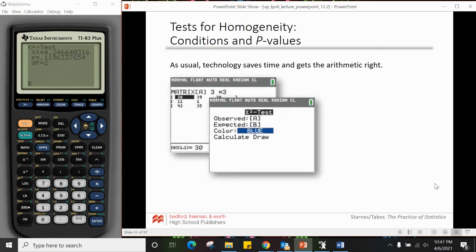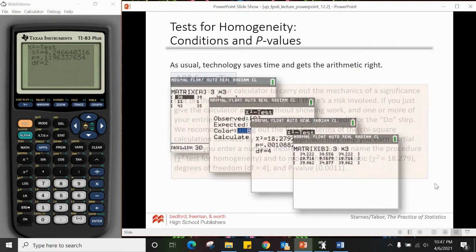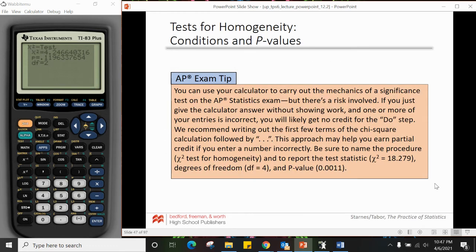And so we're going to fly through these couple slides. Like we talked about all year, use your calculator to carry out the mechanics of a significance test, but you need to clearly state everything, okay? Make sure you state the name of the test, the chi-squared value, the degrees of freedom, and the p-value. That's bare minimum, and that still might not get you full credit, okay? You need to show your work. How'd you get this number? In this case, it's really easy. Do the first plus the second plus dot, dot, dot, plus the last term, and go from there.